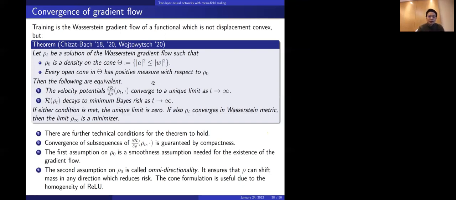This is really a messy theorem in terms of the conditions. It basically says that if the initial condition rho 0 has full support, so the support covers everywhere, and if there's convergence, so rho converges to some limit, then that limit must be a global minimizer. So it cannot converge to some local minimizer or saddle point. That's not possible. If there's convergence, then it must converge to a global minimizer.